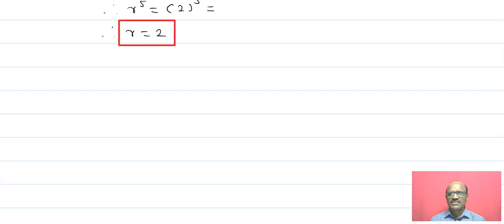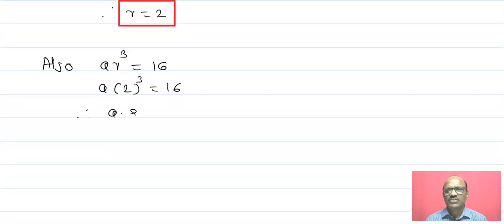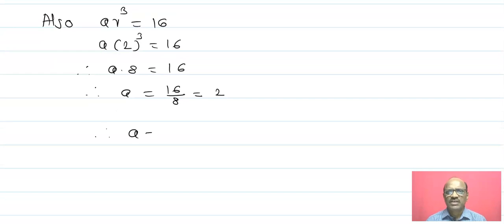Now next, also AR raised to 3 is equal to 16. Now substitute the value of R, that is 2 raised to 3, that is equal to 16. 2 raised to 3 means what? 8 is equal to 16. Therefore A is equal to 16 upon 8, that is equal to 2. A is equal to 2.